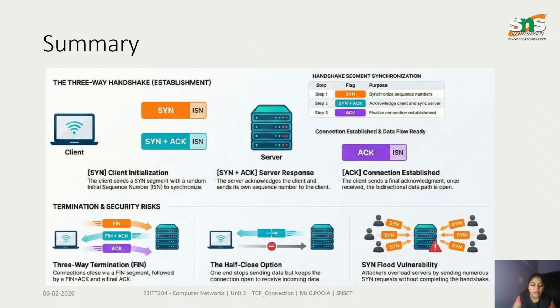And this is the summary. First, half close and reset. Sometimes one side stops sending but the other side still receives, and that's called half close. And the connection can suddenly stop, which is called a reset. On the security side, there are also attacks like SYN flood, which misuse this handshake process. So that's TCP connection management for you, from starting to ending the communication.